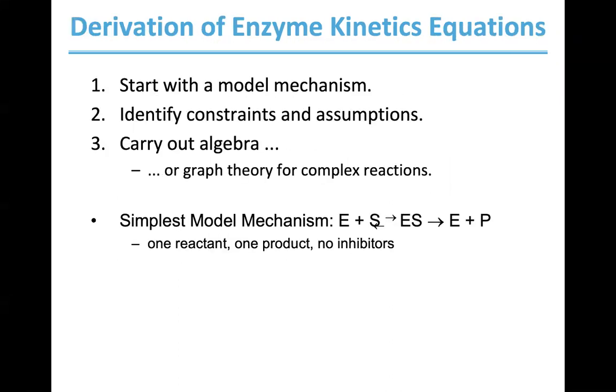All right, we're going to start with the model mechanism. So let's do that. I have a blank page. First of all, we're going to start with the term for reaction rate, V naught. This is going to be initial velocity. We're going to deal with initial velocity. Why initial? I'll tell you in a moment.